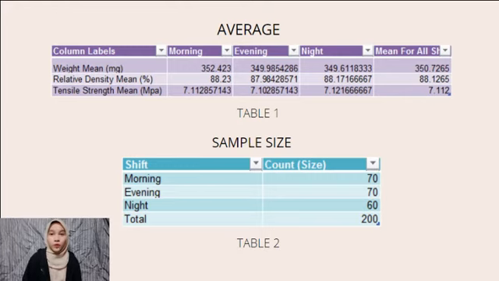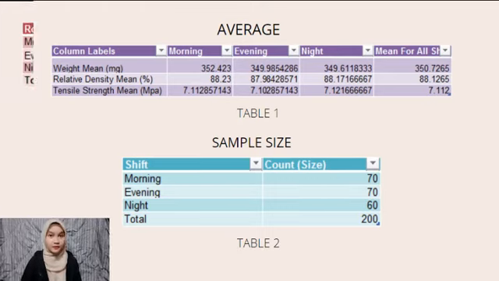Then, while we rearrange the data, we can see that the 200 samples are not equally divided into 3 types of shift. From table 2 of our report, as you can see, we have 70 samples for morning and evening, but only 60 samples in night shift.